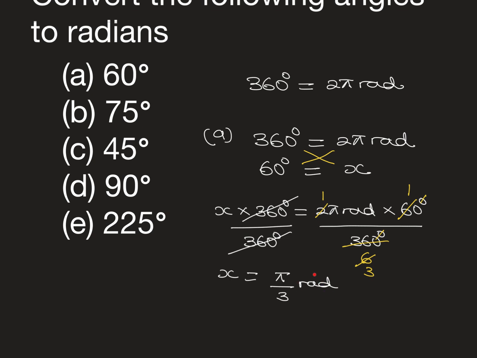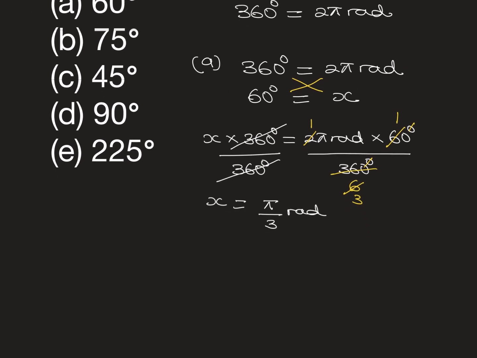When you are dealing with radians, it is important to leave pi in your answer, okay? Unless the question asks you to express your answer to the nearest degree or nearest whole number. In that case, you can substitute the value of pi as 3.142 or 22 over 7 based on what you are given in the question. As for me, I would like to leave my answer this way, leaving pi in my answer. So that is A.